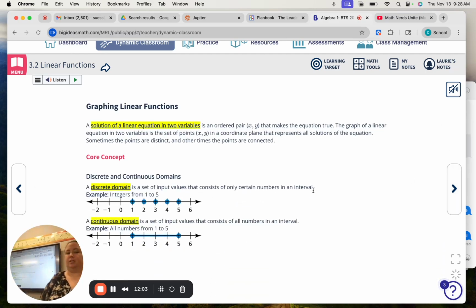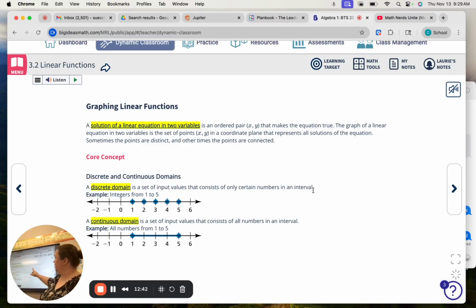So, a solution of a linear equation in 2 variables. You're going to look for a solution that is an ordered pair, so you're always going to give me an answer that has an x comma y. You must write it like this or you will lose points: parenthesis x comma y parenthesis. That solution makes the equation, y equals mx plus b, true. Sometimes you're going to graph it on a number line, but most of the time you're going to graph it in a coordinate plane.